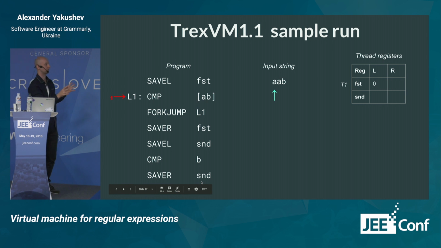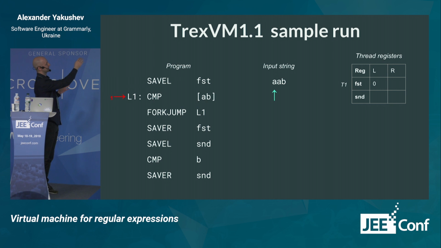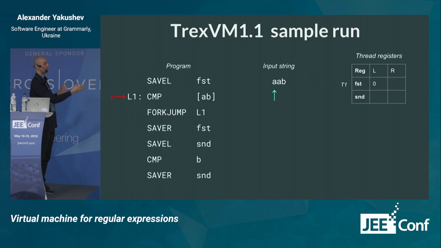So we have 1 thread now. It points to compare. We can execute compare. And it says compare A or B, and the input character is A. So what happens?